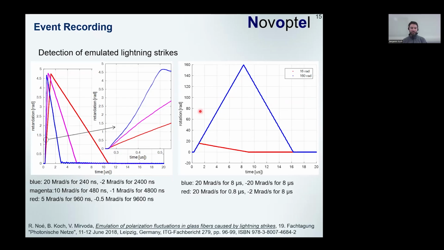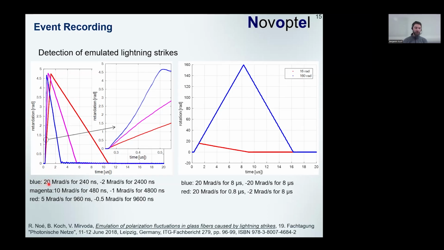In the same recording type, we have also recorded emulated lightning strikes. Lightning strikes typically move the polarization from the stable start at very, very fast speed, and then go back to the same value at a bit slower speed. And we have programmed our polarization scrambler in such a way that it generates a kind of these changes.